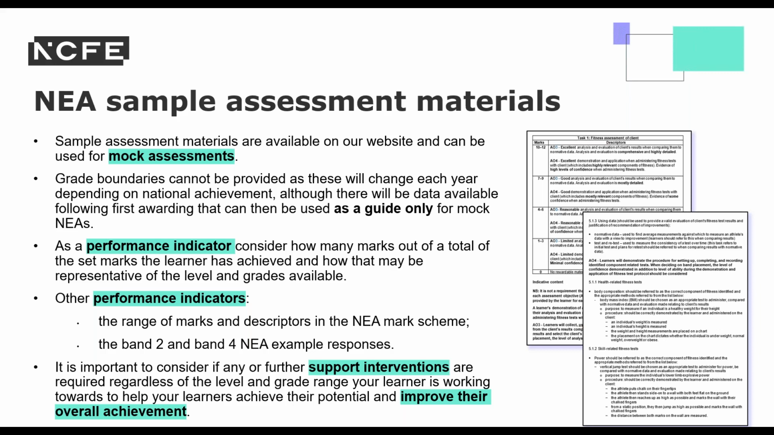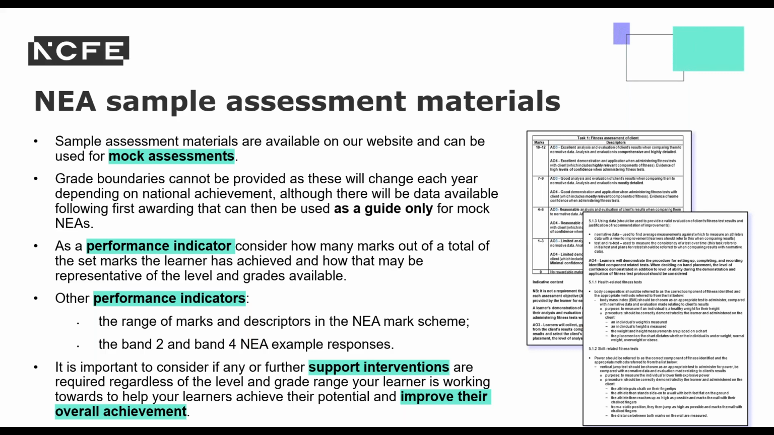Other performance indicators could include the range of marks and descriptors in the NEA mark scheme. So, for example, 10 to 12 marks could represent that the learner is working towards level 2 grades, whereas the lower end may indicate the learner is working towards a lower grade range.